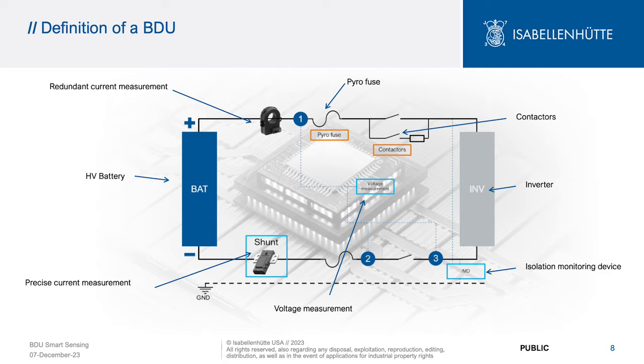Lastly, there's typically a redundant current measurement module, which is frequently a fast measuring analog device. This is typically done in order to achieve higher functional safety ratings in the battery system. There's also at least one fuse, which is mostly a pyro fuse, but sometimes also a mechanical fuse, which can disconnect the battery from all the subsystems in case of an accident.